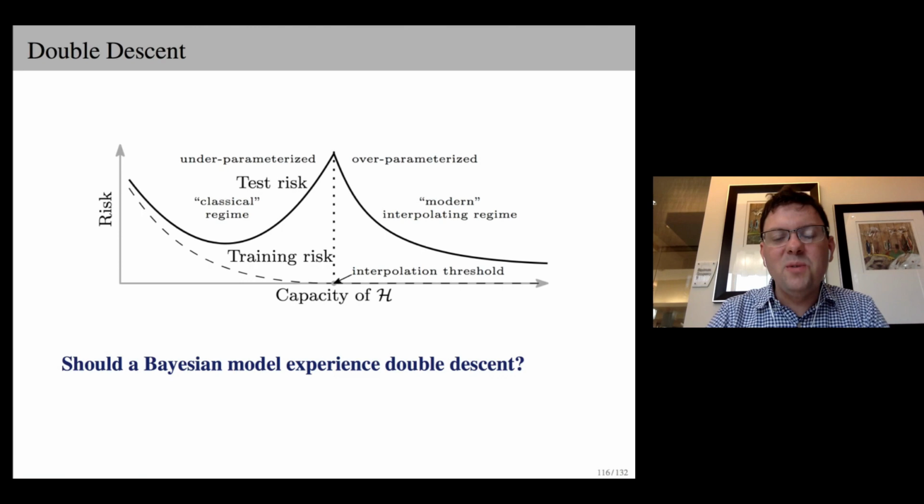So I'd like to ask you, and feel free to pause the video for a moment, whether you think a Bayesian model should experience double descent, given what we've discussed so far. And considering this problem, especially think back to that first example at the beginning of the talk, where we're considering airline passenger numbers and which model we would want to fit that data with using a Bayesian approach.